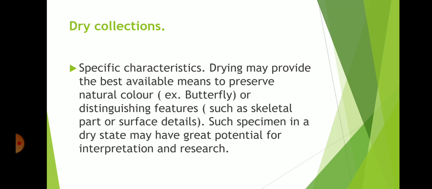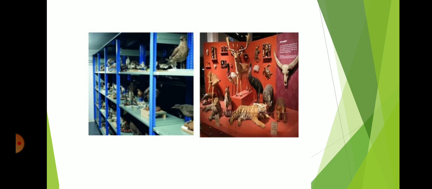Dry collection is best for animals with natural color variation, for example the butterfly. The butterfly is a best example because it has different natural colors, and for study, interpretation and research by human beings we have to maintain their natural color for identification and classification, because their classification depends on body color, body structure, and natural colors. This is the figure of a dry collection in a museum, which is useful for animals preserved in the dry state for further study, research and interpretation by human beings.